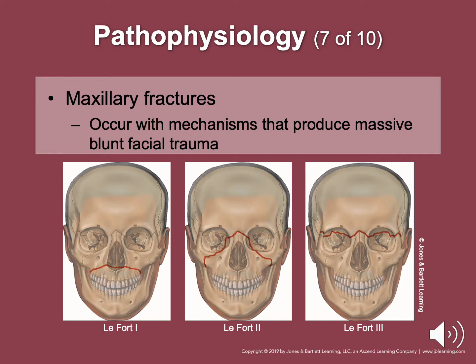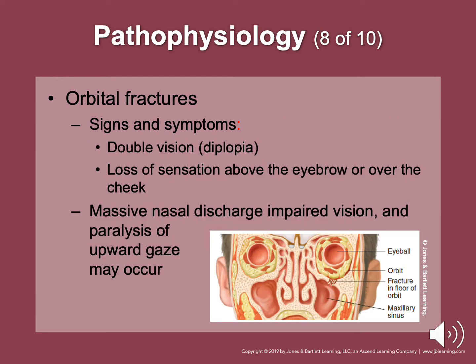So, orbital fracture. An example can be a blowout fracture. Symptoms sometimes include double vision, loss of sensation above the eyebrow and over the cheek. The patient may have reduced sensation to areas innervated by the infraorbital nerve. Massive nasal drainage, impaired vision, and paralysis of upward gaze may occur.